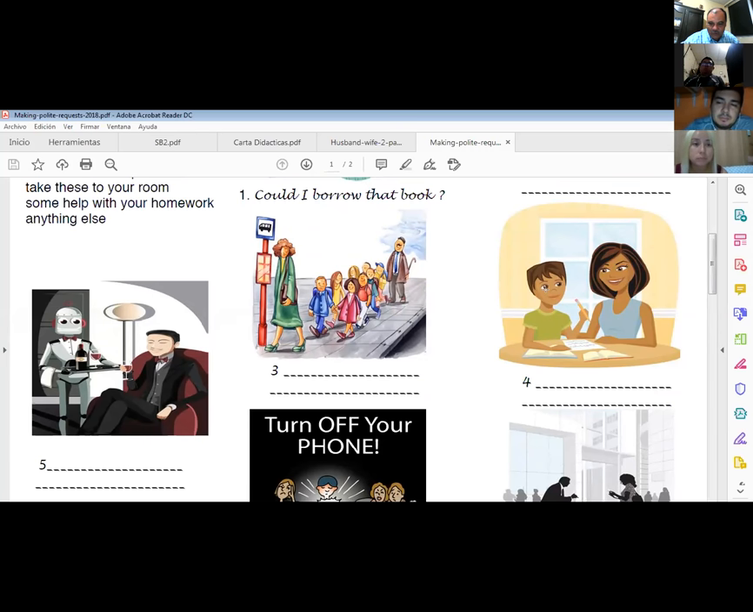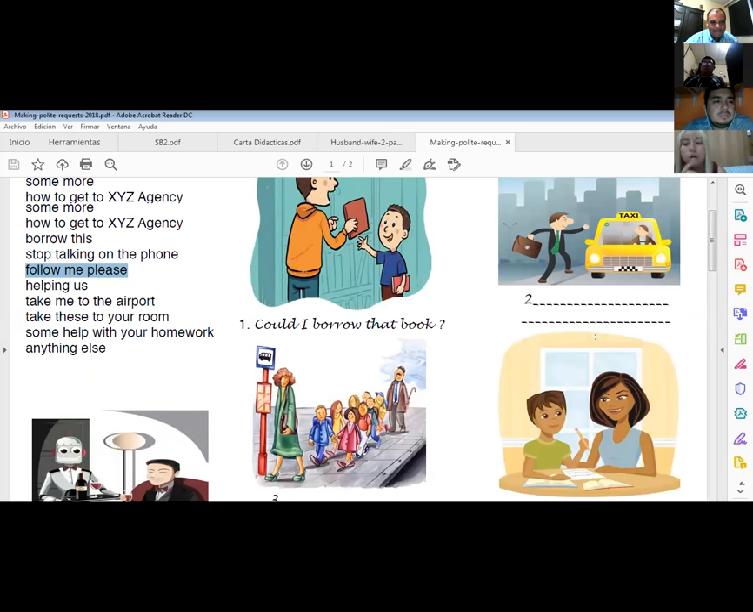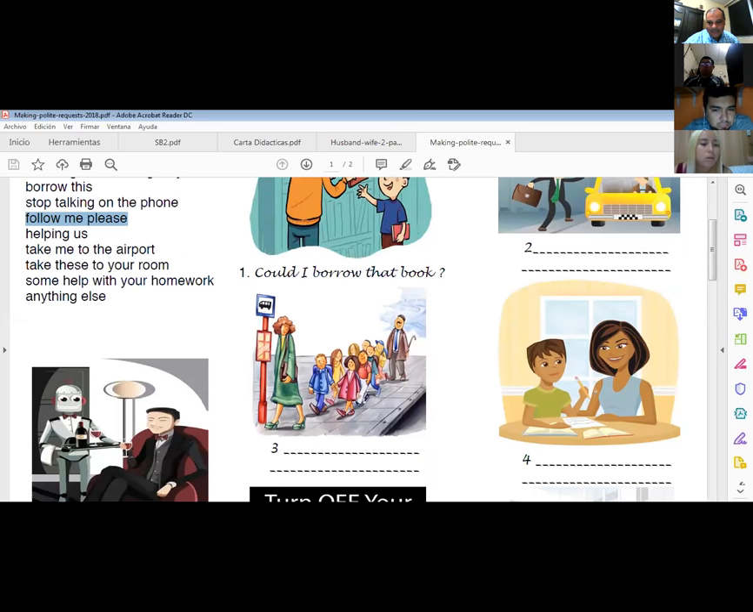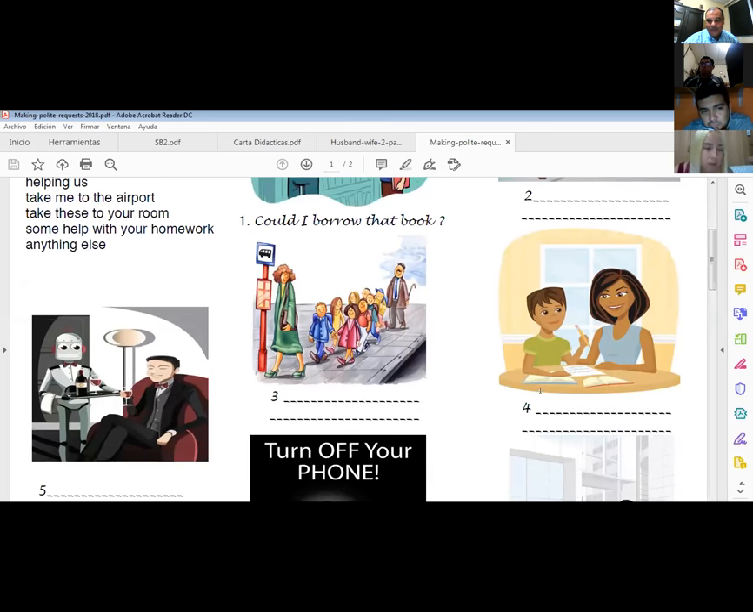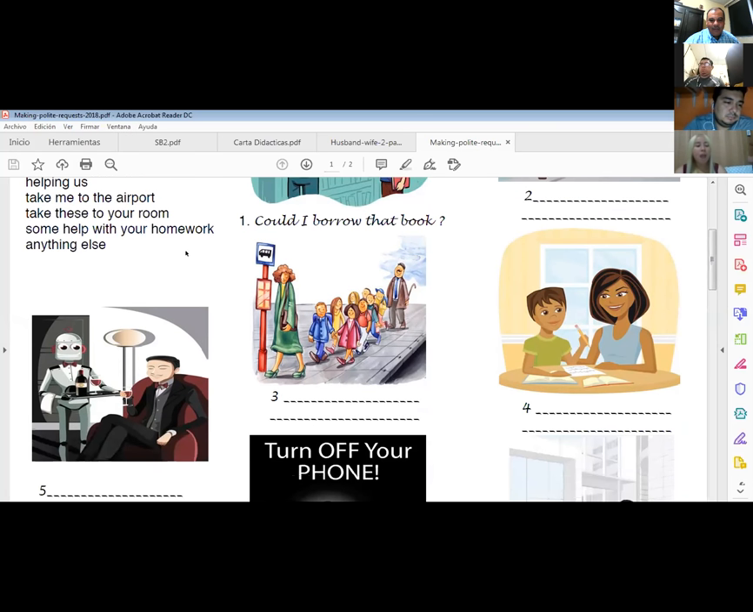Okay, now look, you are going to do it with me first. Number four. What is number four? Could you help me with my homework? Right? Help me sería, porque dice help with. Sí, could you help me? ¿Me puede ayudar a mí? Could you help me with my homework? Okay, very good.